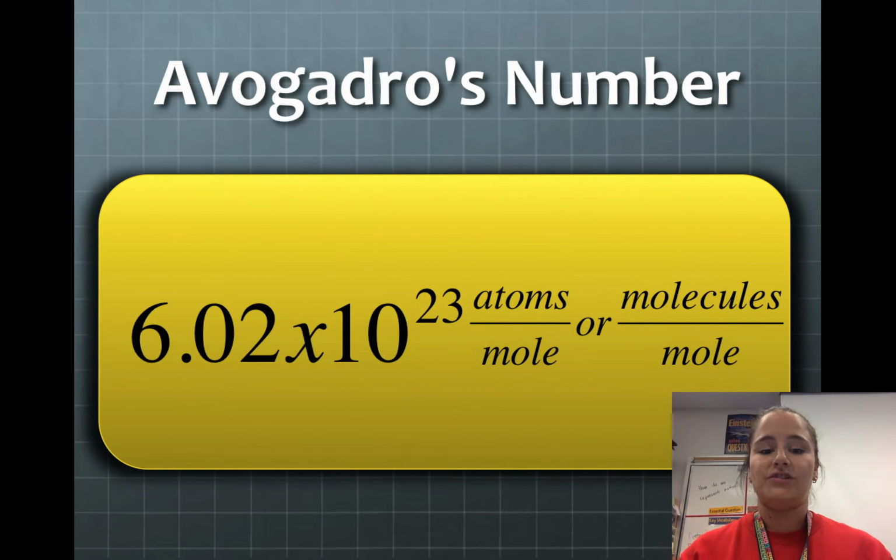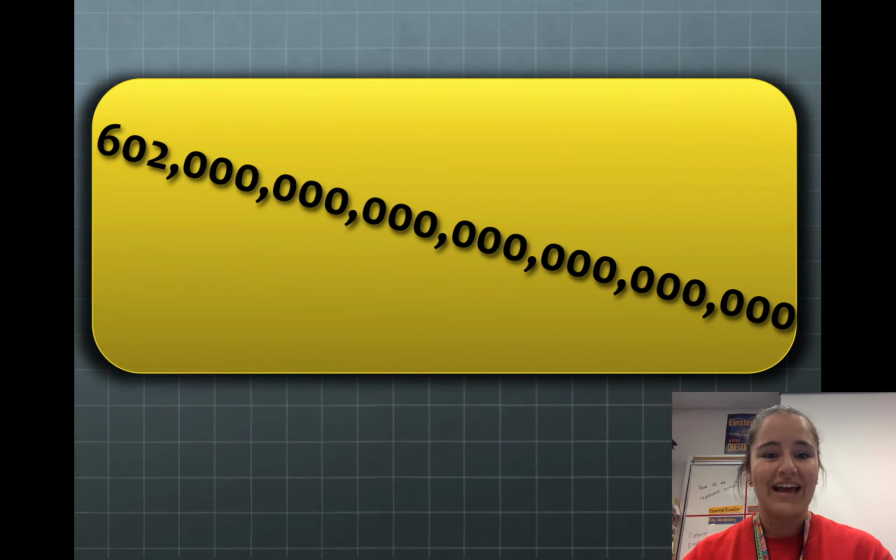It's called Avogadro's number, and it means that there are 6.02 times 10 to the 23rd atoms in a mole, or molecules in a mole, or particles in a mole, or bananas in a mole, or pigs in a mole, or moles in a mole. Anything. It just means per mole. Okay? That's 602 with 21 zeros after it. That's a big number.